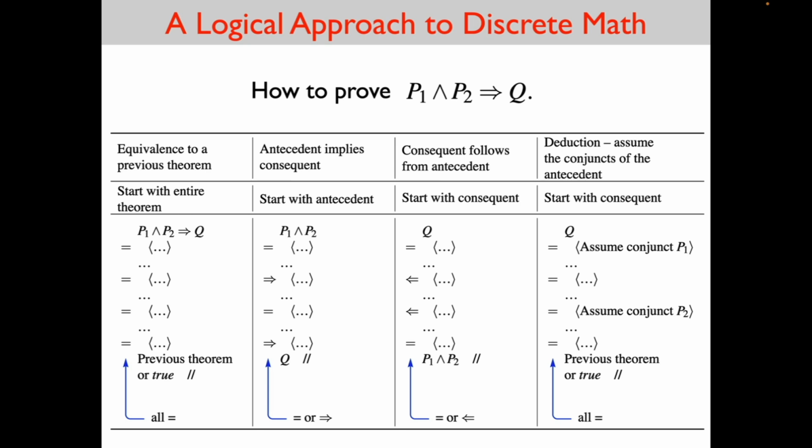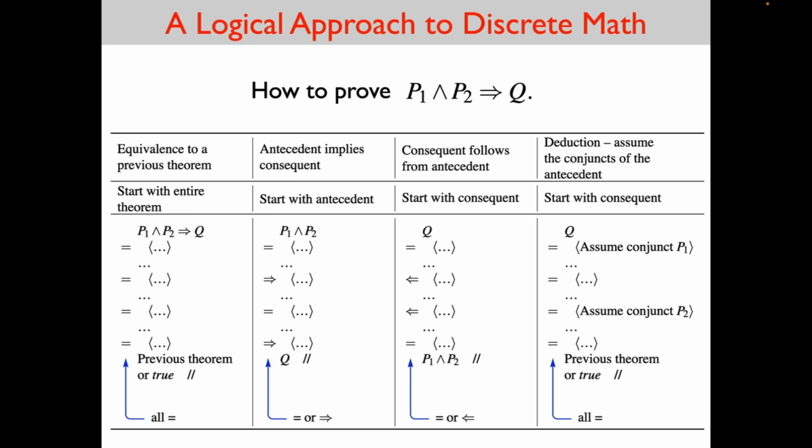You see? So in this general format that I've shown here, the first hint says assume conjunct P1, and you would get some expression, and that might equal something, and you get another expression. And then somewhere along the line, you could assume conjunct P2. So wherever you have a P2, you just make that true. And eventually you wind up with the previous theorem or true.